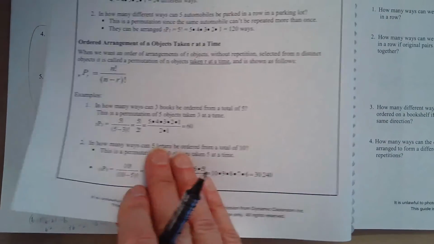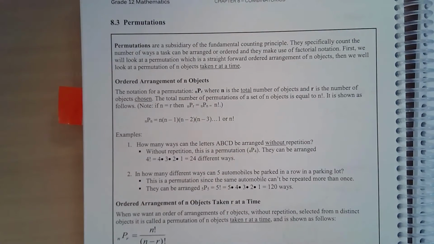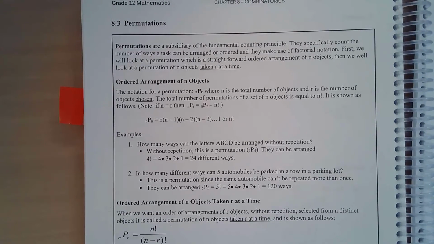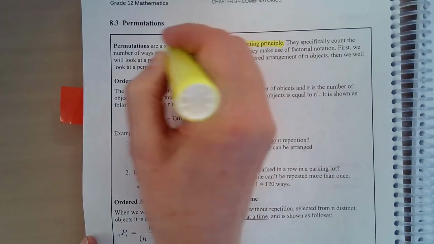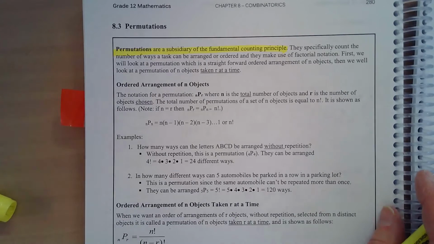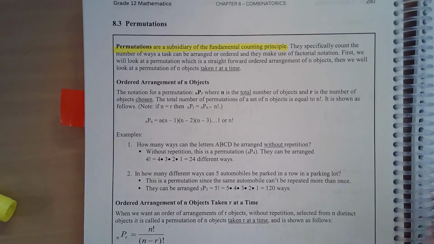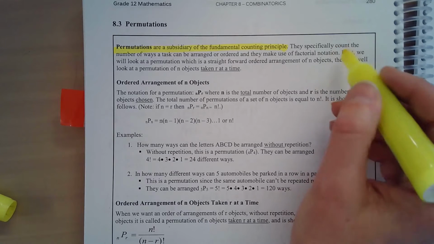Right, we're on to permutations. I did talk about what a permutation was yesterday, and we'll go to the pink book and start doing some examples. But just to refresh your memory, permutations are a subsidiary of the fundamental counting principle. They're connected to it because the fundamental counting principle is just multiplying a group of numbers together, and that's what a permutation is. They specifically count the number of ways a task can be arranged or ordered, and they make use of factorial notation.